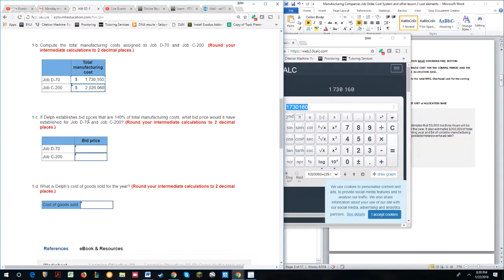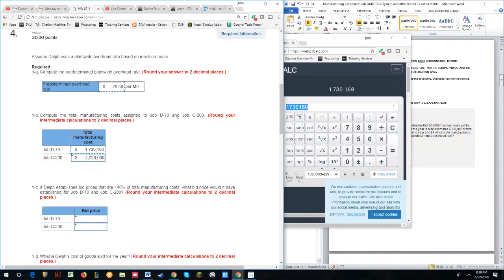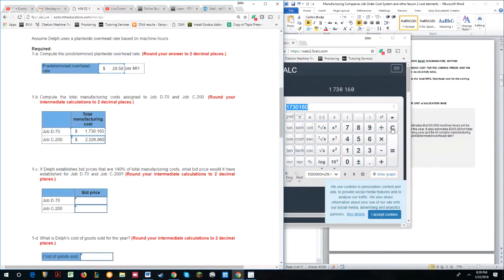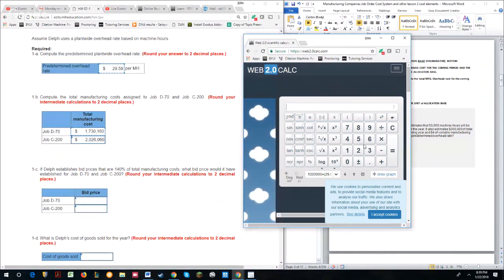1C. If Delph establishes bid prices that are 140% of the total manufacturing costs, what bid price would it have established for these two jobs? So they established bid prices that are 140% of the manufacturing costs. So the total manufacturing costs are right here. Yep. So if we take that times 1.4. Yeah.